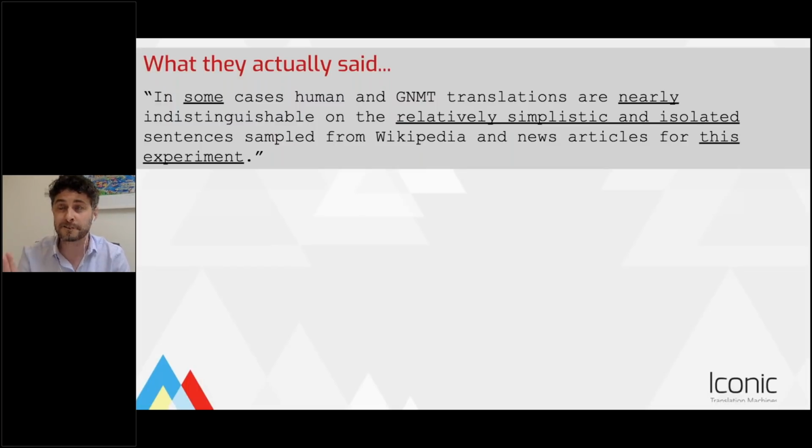And in the paper, they had this conclusion, which you can see is quite qualified. The emphasis is my own here, but it said, in some cases, human and Google translations are nearly indistinguishable on the relatively simplistic and isolated sentences sampled from Wikipedia and news articles for this experiment. So that's what they said.